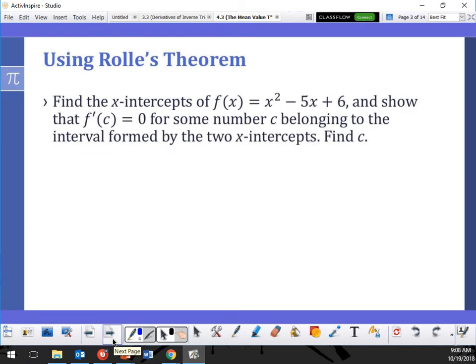There's Rolle's theorem. Okay, so now find the x-intercepts of f of x and show that f prime of c is equal to 0 for some c belonging in the interval formed by the two x-intercepts. Now, first, let's figure out where this is equal to 0. Let's start with that. So where is this equal to 0? That would probably be the easiest thing to find, right? So I'm going to see where it's going to be equal to 0.